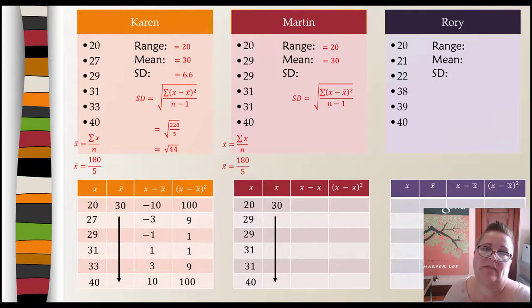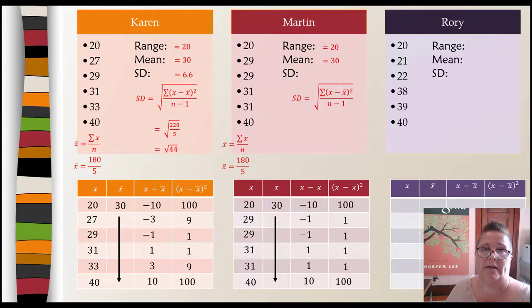And then I'm going to fill in the third column. So I'm going to do 20 minus 30, which is negative 10. And then I'm going to go straight to the fourth column and do a negative 10 squared, which is 100. Then 29 minus 30 is negative 1, and when I square that, I get 1. And again, I love it when they're duplicates, because once I've done it, I know the data. So negative 1 squared is 1. 31 minus 30 is 1. Squaring a 1, I get 1. Again, for the second one, same data, gotta love it. 40 minus 30 is 10, and when I square that, I get 100.